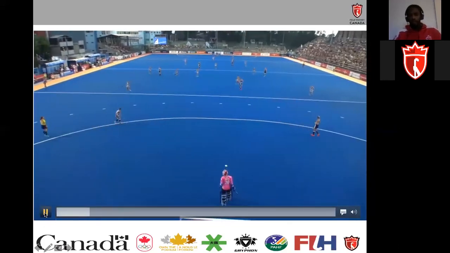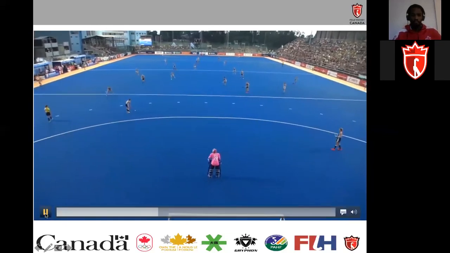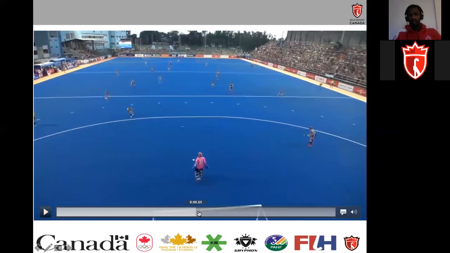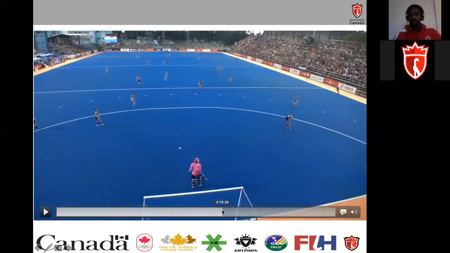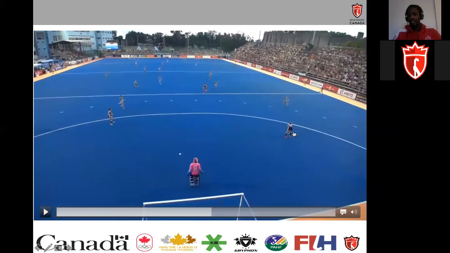Okay, if we take a closer look at the clip, you'll notice as the ball gets transferred, there's pressure from the outside left striker. But it's also important to understand her running line, so she doesn't come head on. She comes at a slight arc, at an angle. Okay, she tries to keep her on the inside.